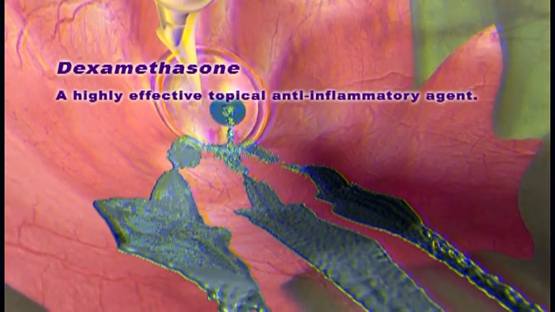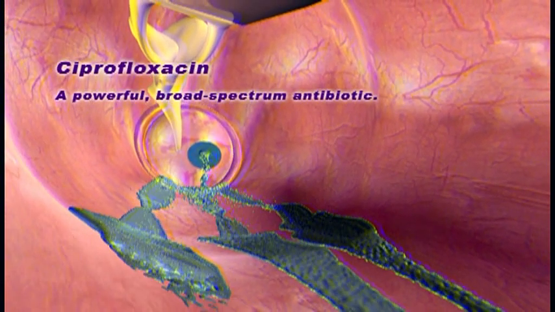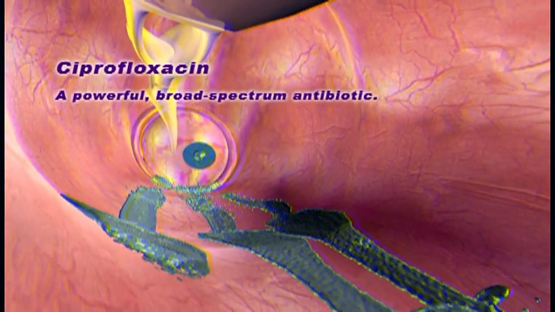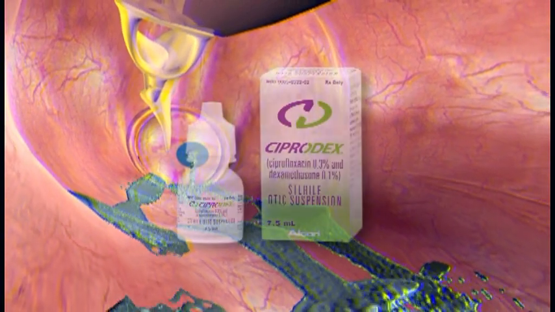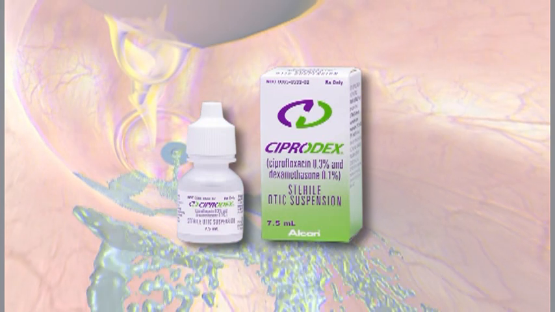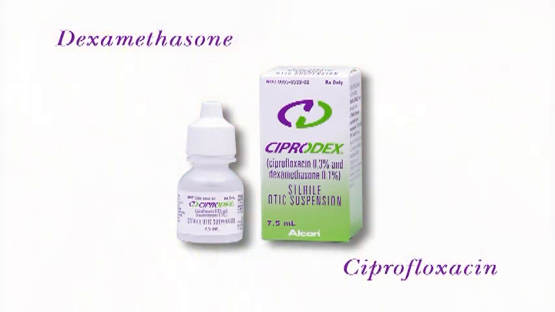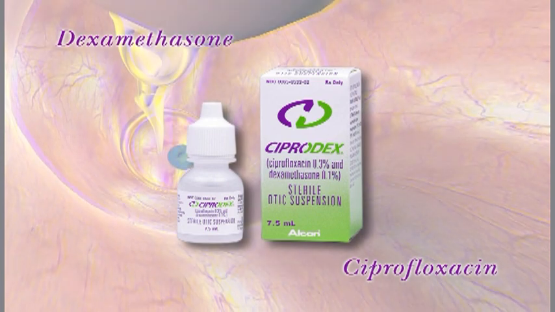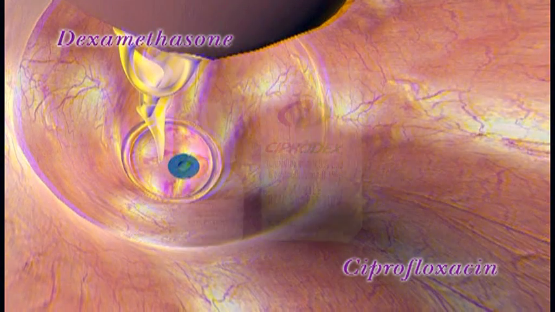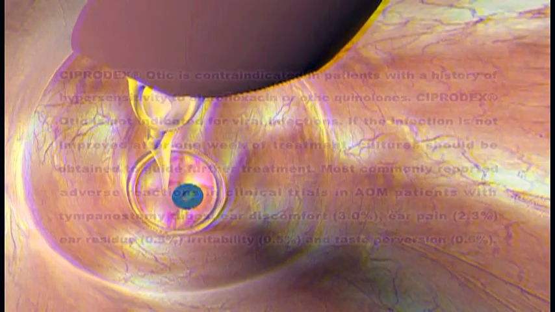By combining dexamethasone, a highly effective topical anti-inflammatory agent, with ciprofloxacin, a powerful broad-spectrum antibiotic, Ciprodex OTIC achieves effective localized treatment of acute otitis media with tympanostomy tube. Dexamethasone, a highly effective topical anti-inflammatory agent. Ciprofloxacin, a powerful broad-spectrum antibiotic.